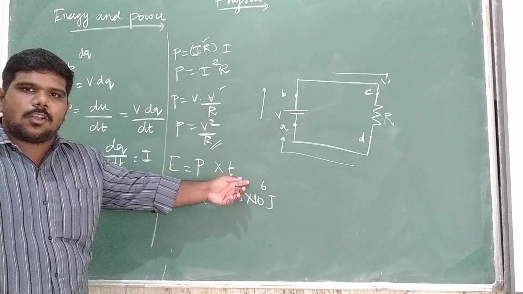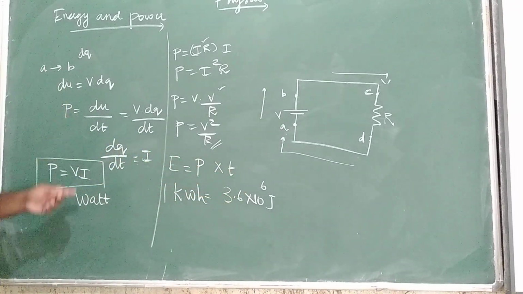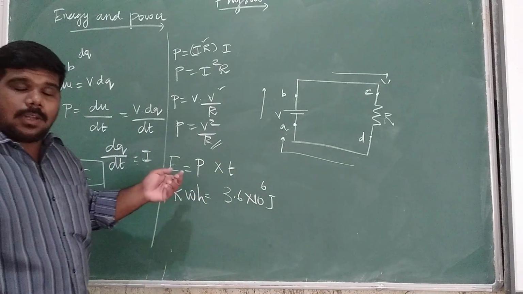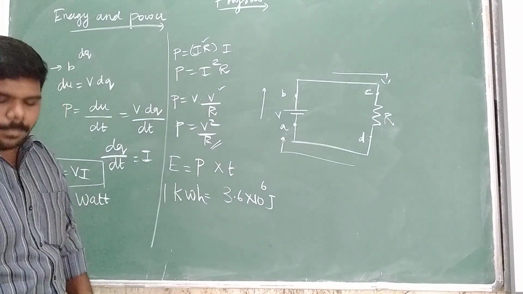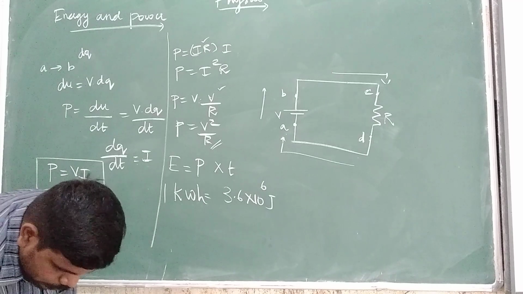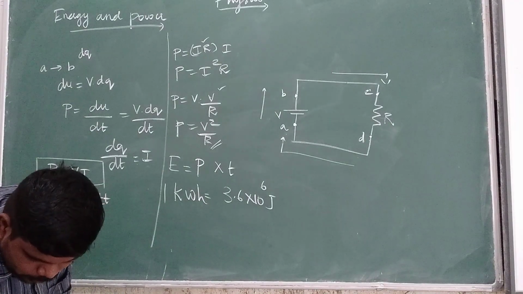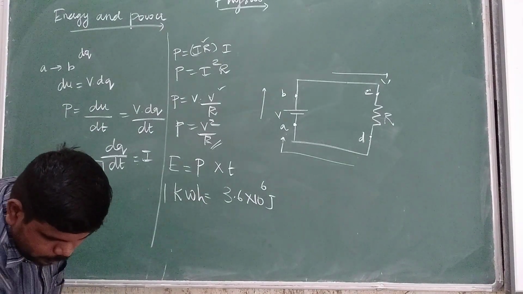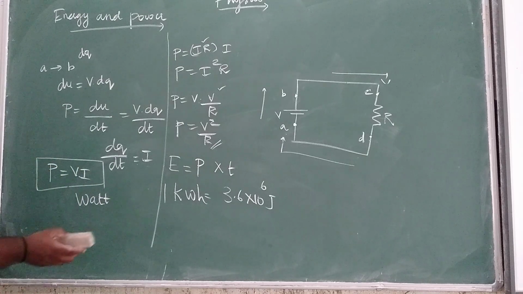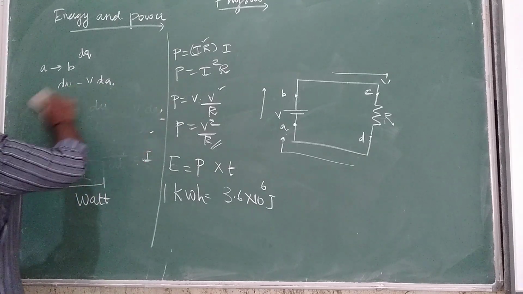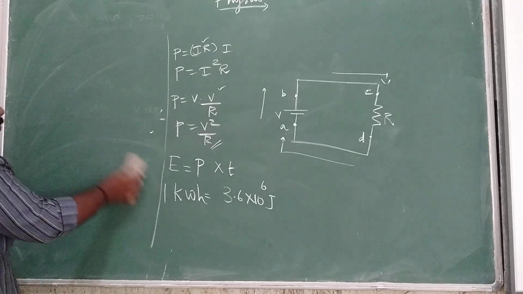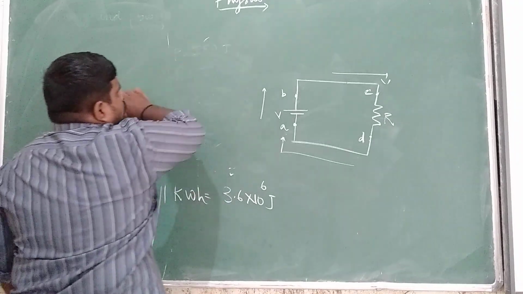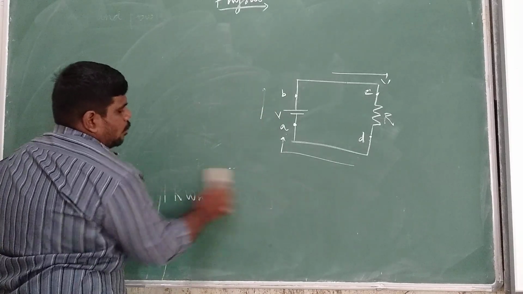The energy is calculated by multiplying the power by the duration of time for which it is on. So E is equal to P into t. Here the unit of power is watt, time is in seconds, and energy is in joule. The unit of electrical energy is the kilowatt hour. So 1 kilowatt hour is equal to 3.6 into 10 power 6 joule.